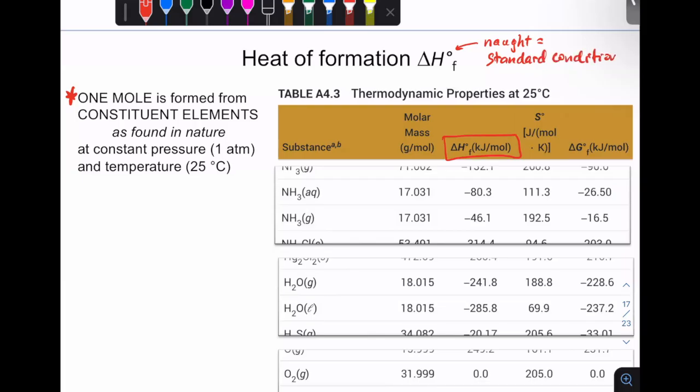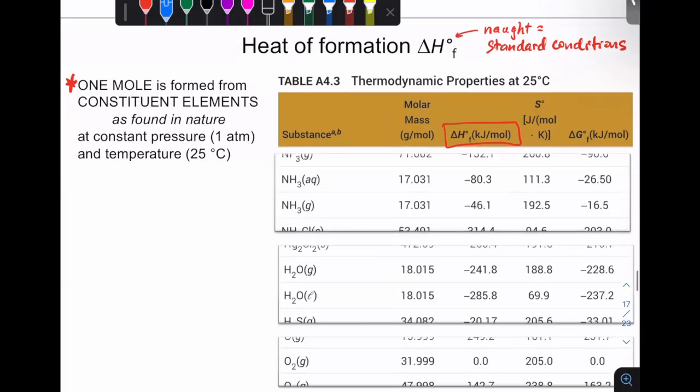Those standard conditions are arbitrarily defined, and this is just for your information. Our standard conditions here are going to be at a constant pressure of 1 atmosphere and a constant temperature of 25 degrees Celsius. So under those defined conditions, we can measure what the delta H of formation is for all sorts of compounds. Here, I just grabbed certain parts of it. It's a very, very long table. It goes on for like several pages.